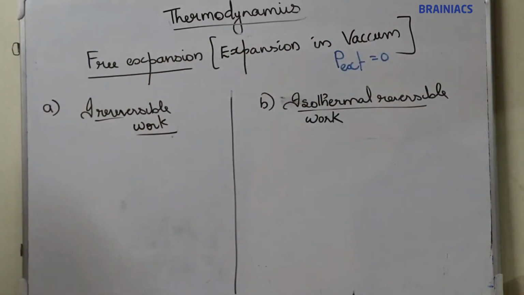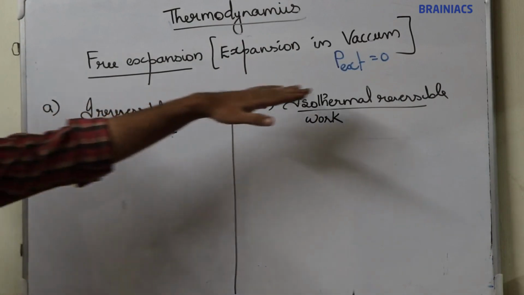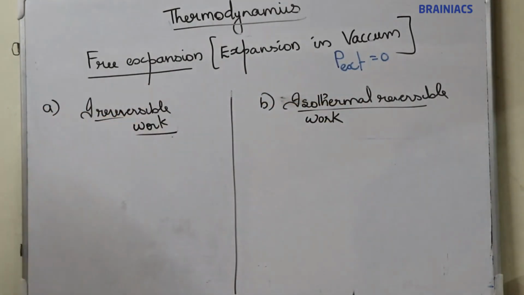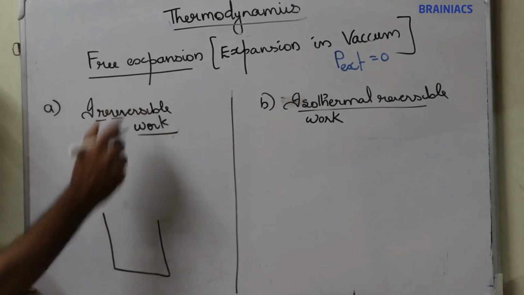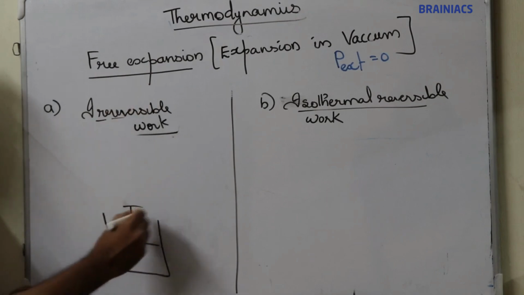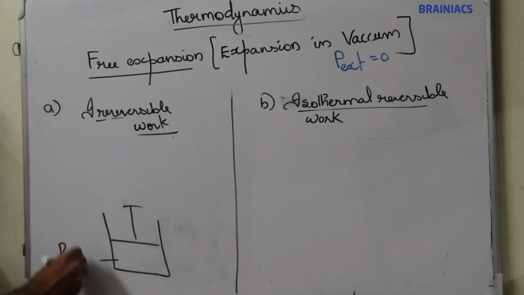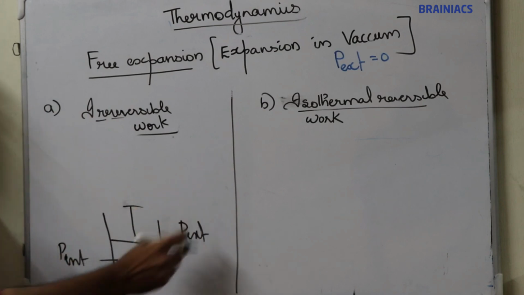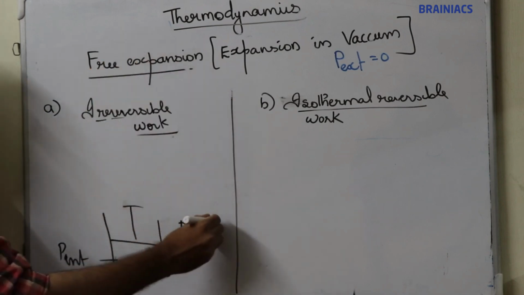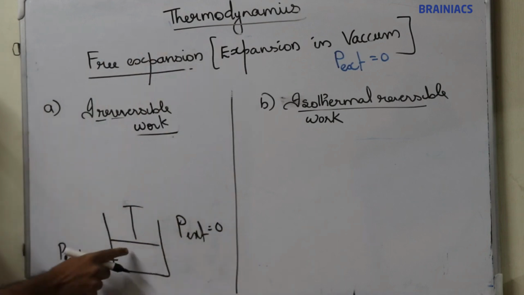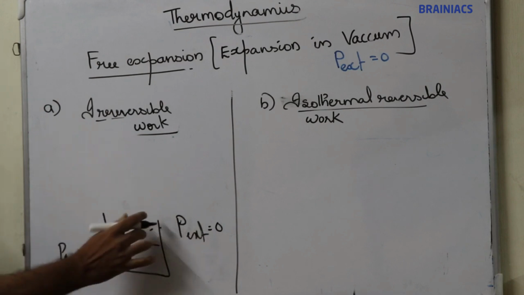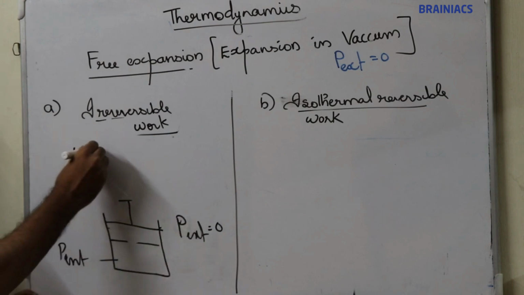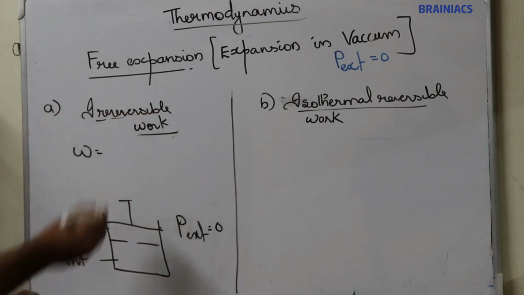Now, there are two types of work, irreversible work and isothermal reversible work. Now, we know that in the case of irreversible expansion work, let the internal pressure be P internal and external pressure be P external. Now, under free expansion condition, external pressure is equal to 0. So since internal pressure is greater than external pressure, the piston will move upwards. Now, what will be the work? What is the equation to calculate irreversible work?